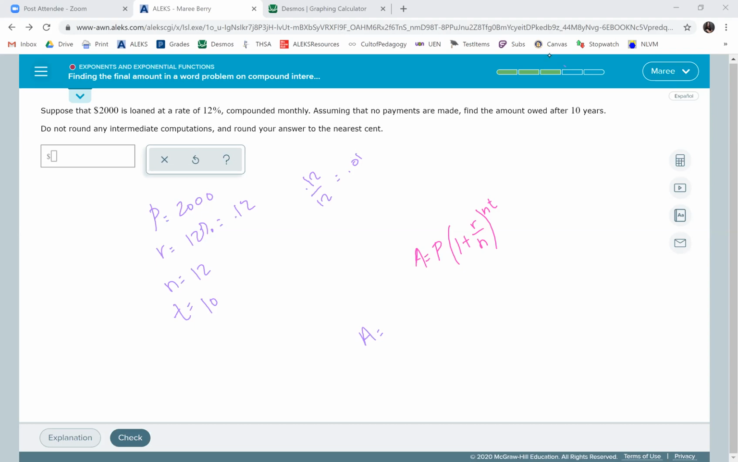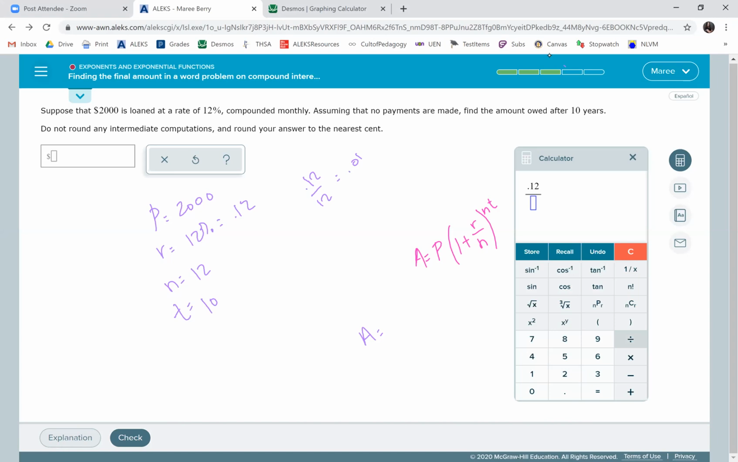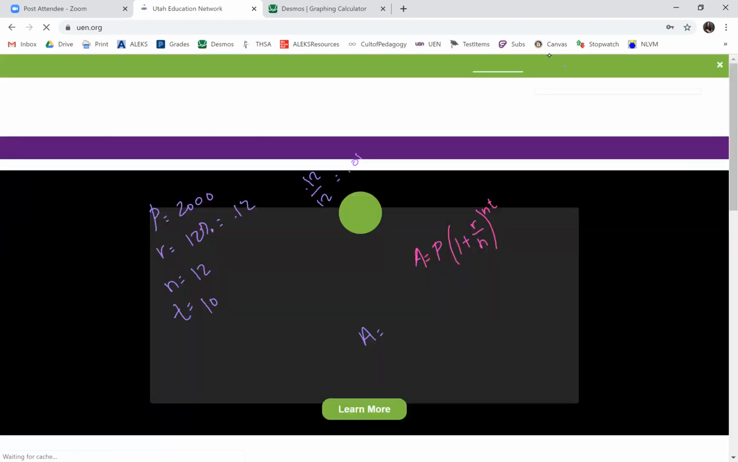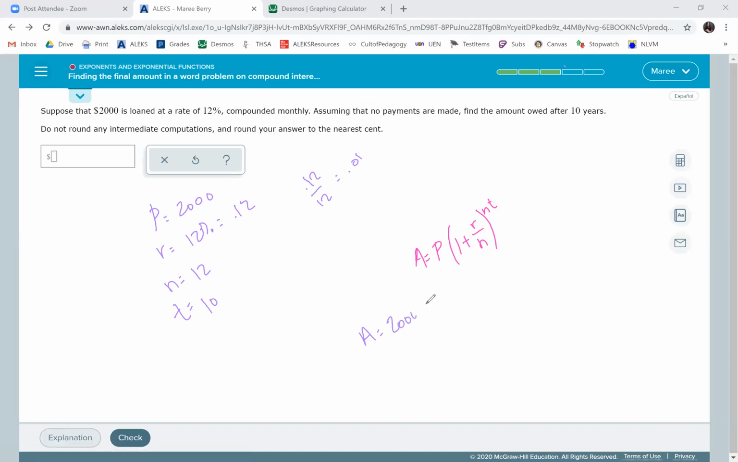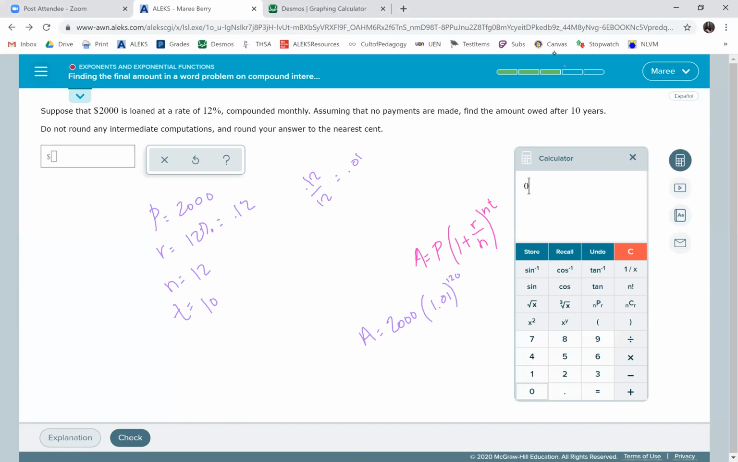Let me just double check. 0.01. Okay, so then we're going to do principal, 2,000. Then we have 1.01 raised to the 10 times 12, which is 120. So we have 2,000 times 1.01 raised to the 120, which gives $6,600.77.